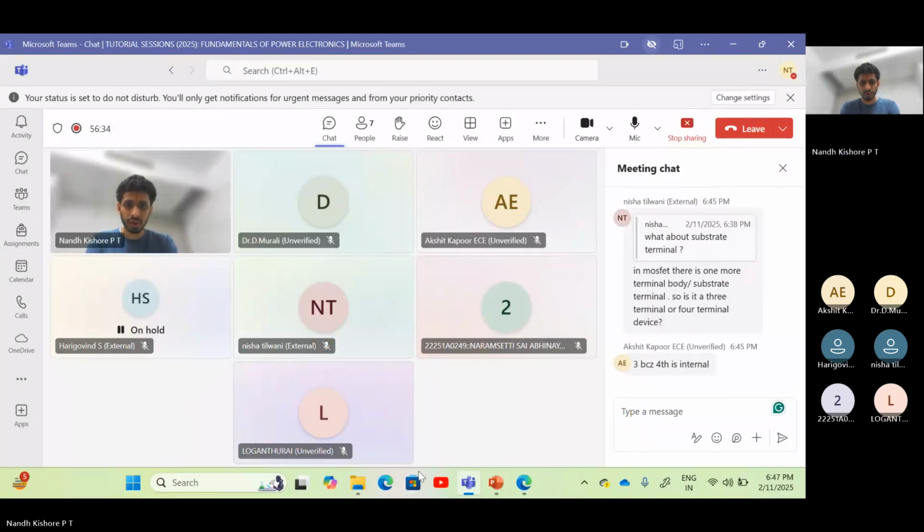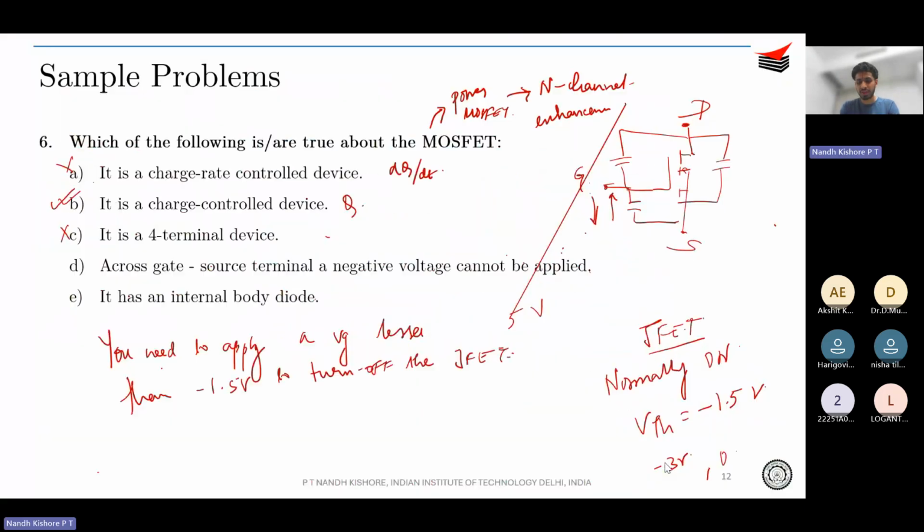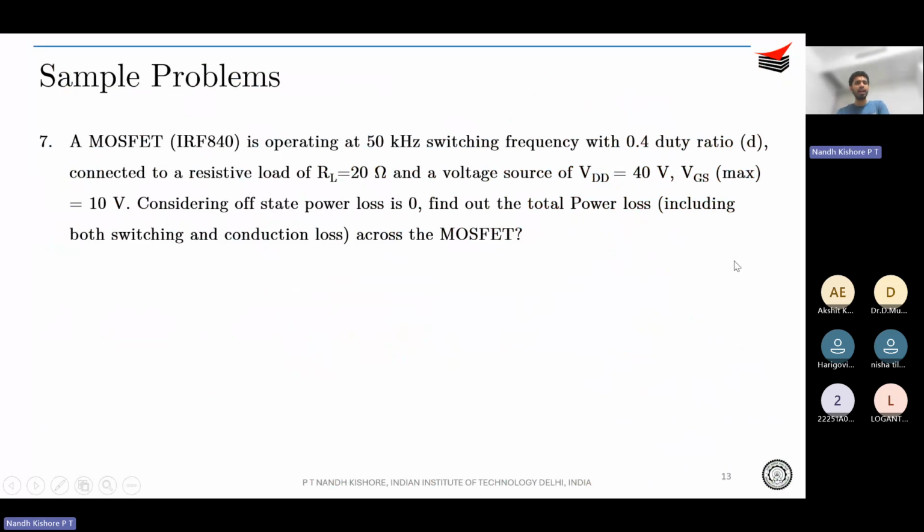So we can go back, I guess. We will start with numerical problems. A MOSFET IRF840 is operating at 50 kilohertz switching frequency with a 0.4 duty ratio, connected to a resistive load of RL equal to 20 ohms and a voltage source of VDD equal to 40 volts. VGS is 10 volts. Considering off-state power loss to be zero, find the total power loss, including both switching and conduction losses, across the MOSFET.